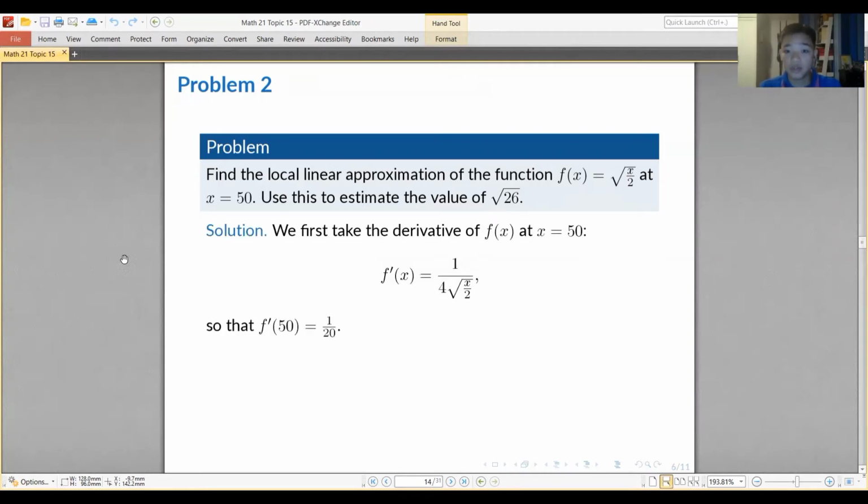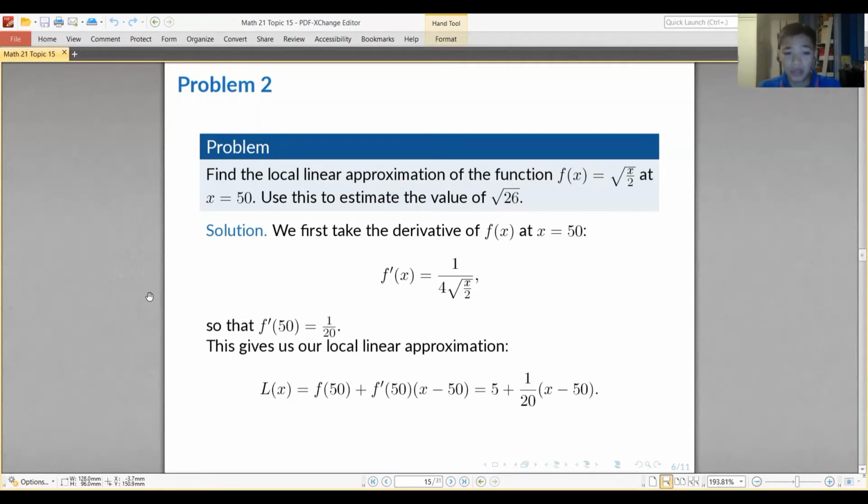So first, let's find the derivative of f(x) at x equals 50. Your x equals 50. Your 50 here is your x naught. So first, let's get the derivative, which is given by this following expression. And then you're going to evaluate 50 in this derivative. You'll get 1 over 20.